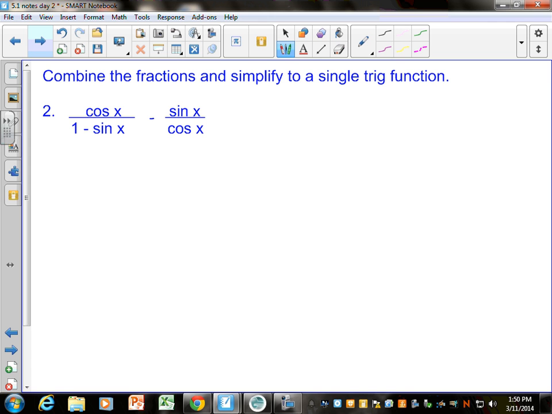Some people in second hour say, just as you're doing this, they really want to cross these things out, right? But remember, you can only do that with multiplication. You cannot cross out cosine of x with cosine of x when there's an addition or subtraction sign there. The only way you can put addition or subtraction of fractions together is through a common denominator. So multiply each side by the other one. So that means this side needs a cosine. This side needs a 1 minus sine. So your denominator will be 1 minus sine times cosine.